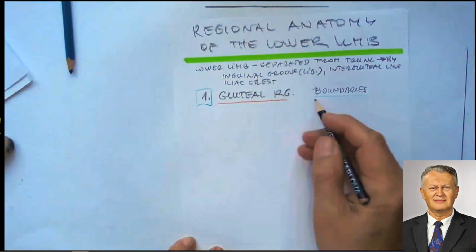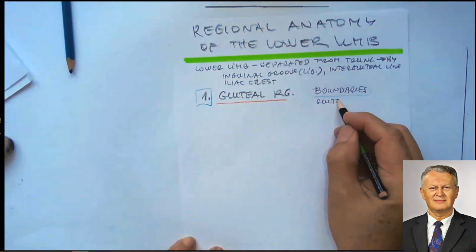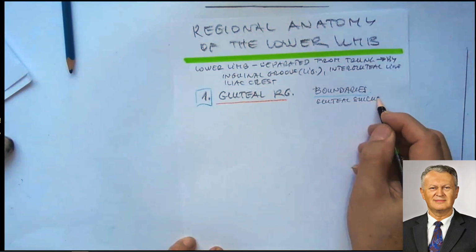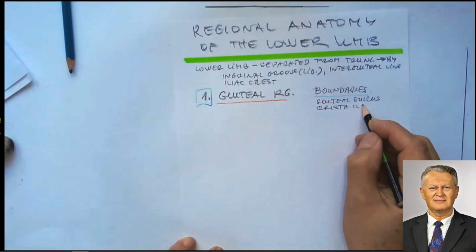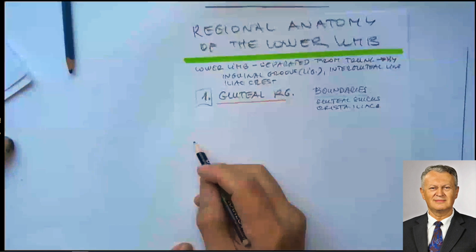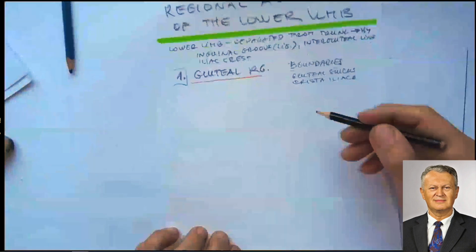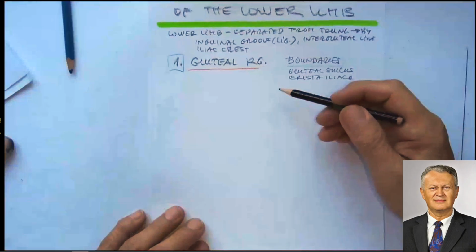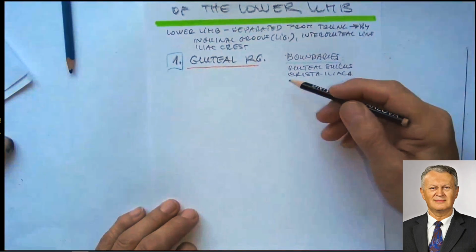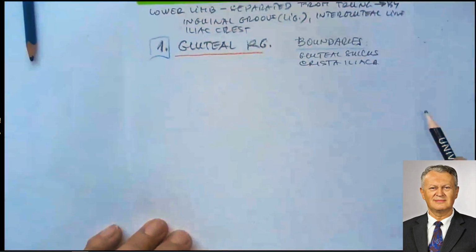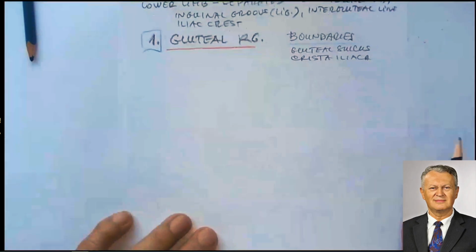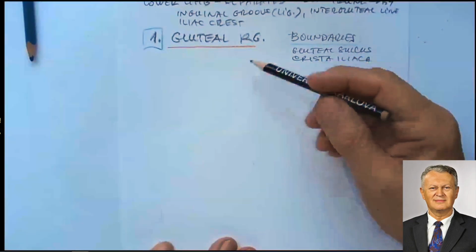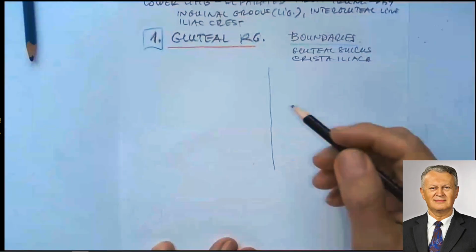Gluteal region, boundaries: concerning the gluteal sulcus, the inferior one, then crista iliaca, and the median plane, sufficient. Now, starting the layers, maybe the layers could be explained in the left column. So we see, I would try to draw the half only. Vertical line.